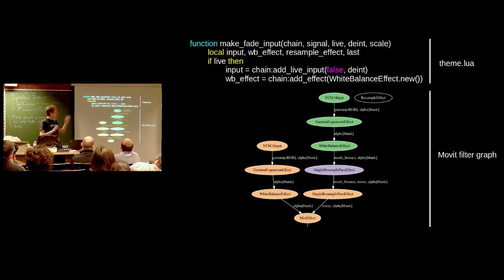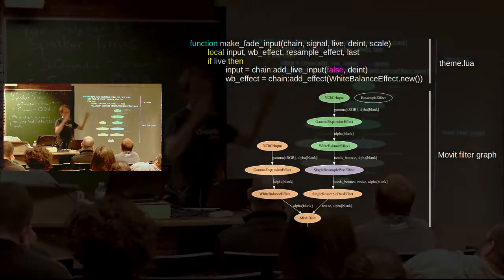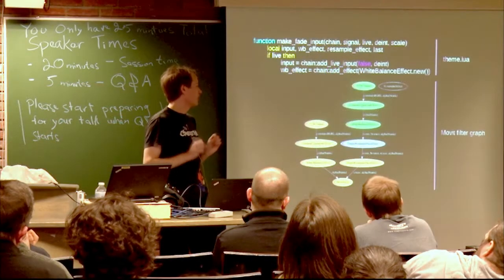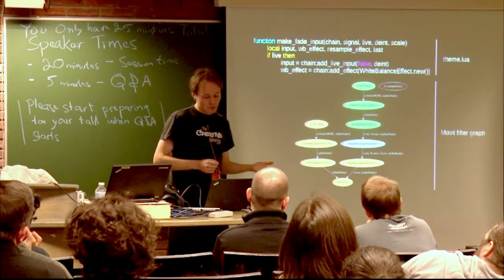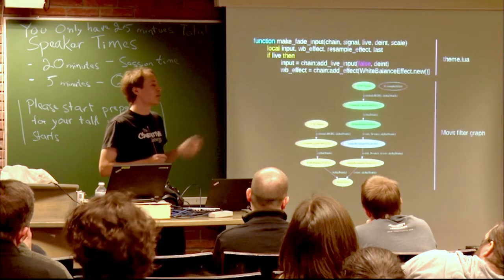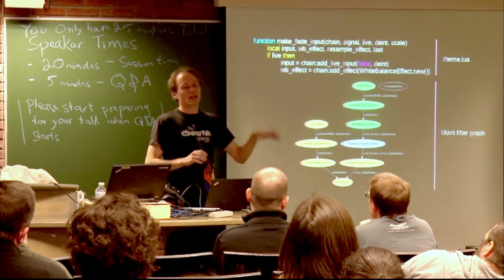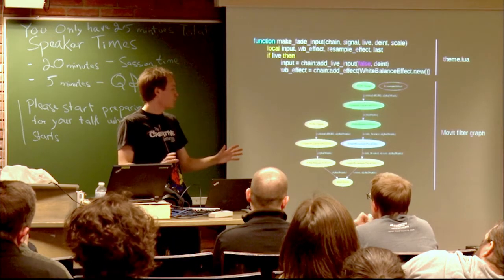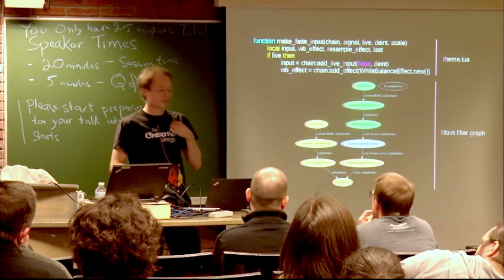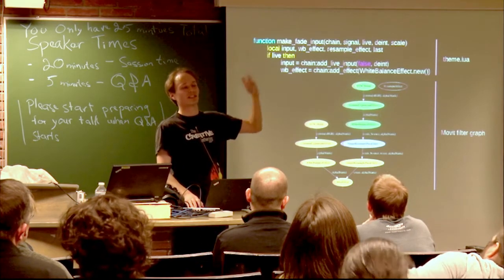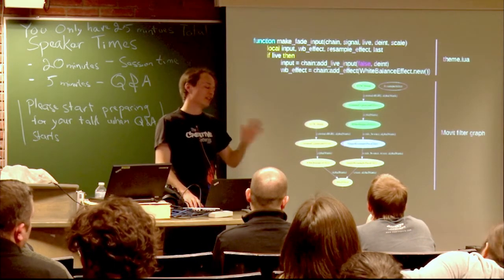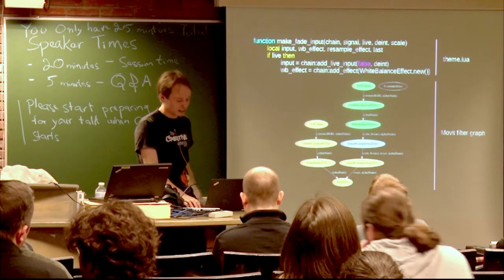And then the theme just basically switches between MoveIt chains at runtime. In this case, this is a fade because I had two inputs and I want to fade between them. And it just says when there's time for a fade because the user clicked fade or whatever, it will activate the right chain. The GPU will do everything for you. And when the fade is done, it will switch back to a simpler one. It basically just says take the pixels, apply white balance, put it on the screen.